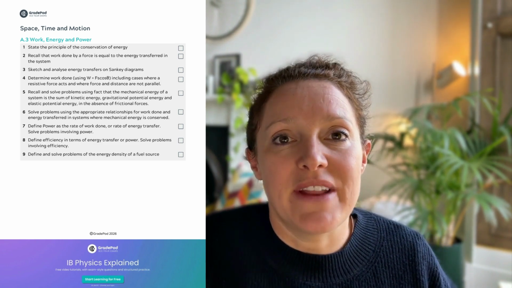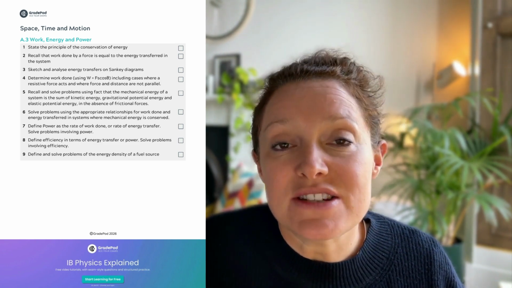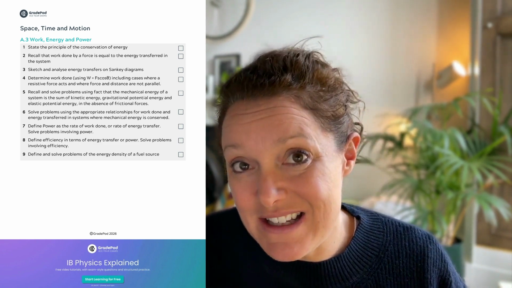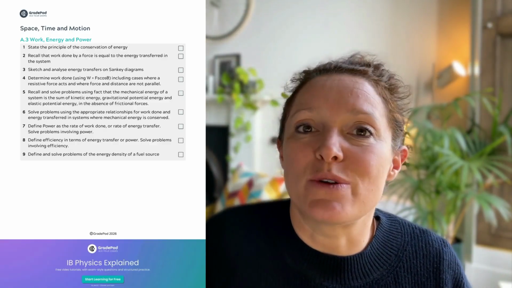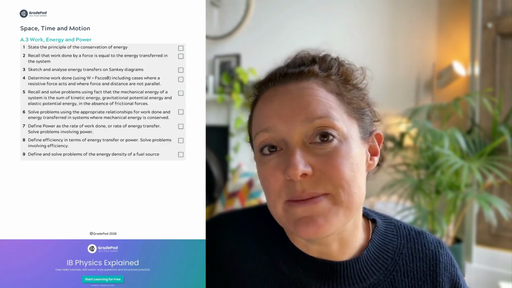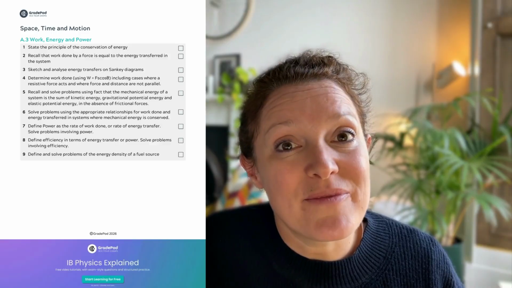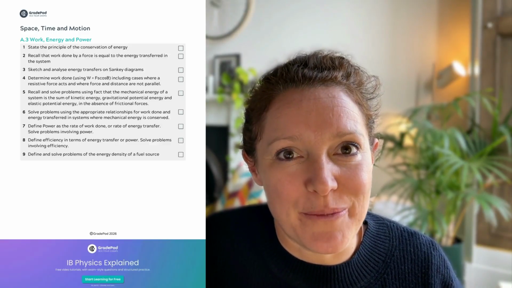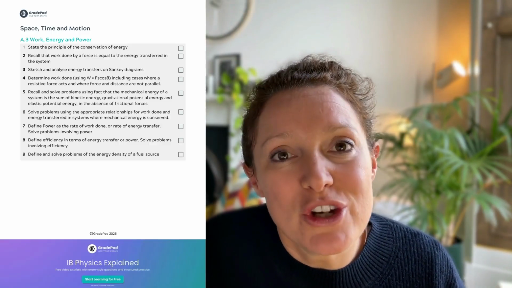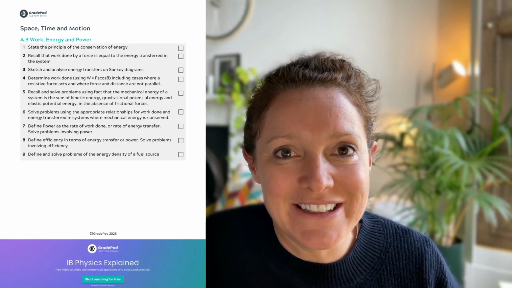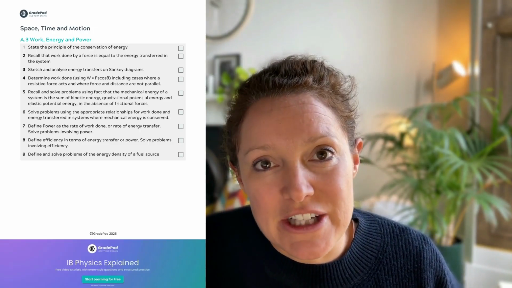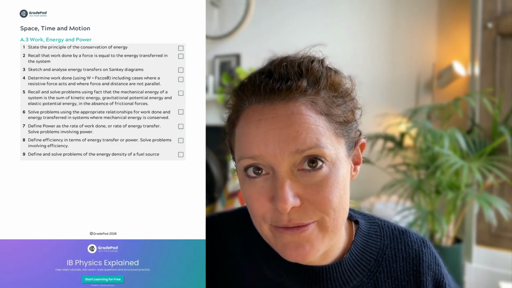A3 Work, Energy and Power. This topic is for standard level and higher level students, and actually it's one of my favourites. The concepts are relatively easy, but the exams tend to score highly for them. A lot of maths involved, but you can do it, I'm sure you can. We'll work through the 9 learning objectives shown on the screen right now.